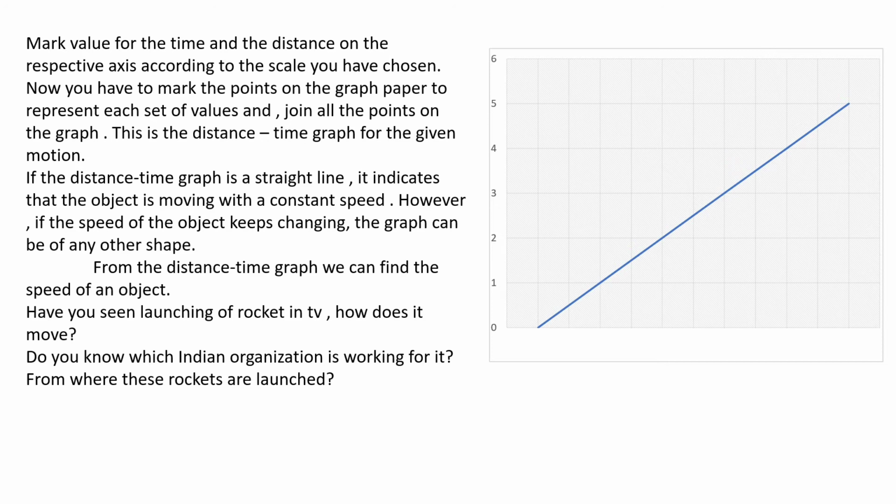This is the distance time graph for the given motion. If the distance time graph is a straight line, it indicates that the object is moving with a constant speed. However, if the speed of the object keeps changing, the graph can be of any other shape.